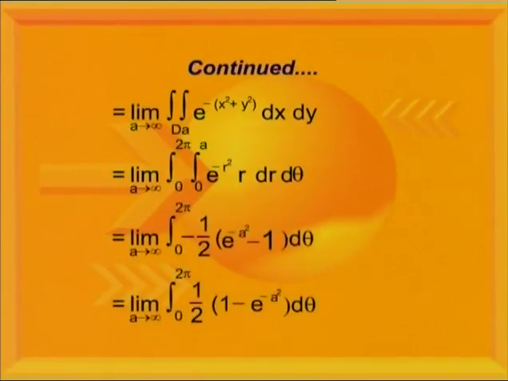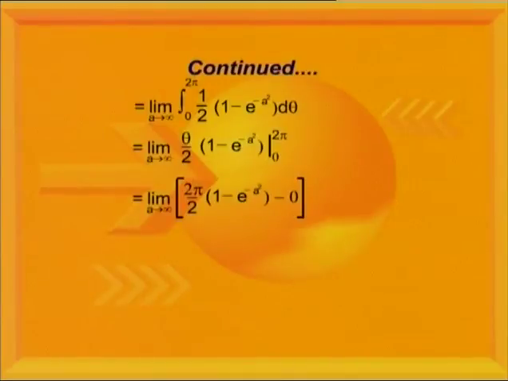Now e raised to power minus r square, and r is just a factor of it. So the integration, after substituting the limit for r is equal to 0 to r is equal to a, we get our integral is equal to limit a tending to infinity, integral from theta is equal to 0 to 2 pi of 1 over 2 into 1 minus e raised to power minus a square with respect to theta.